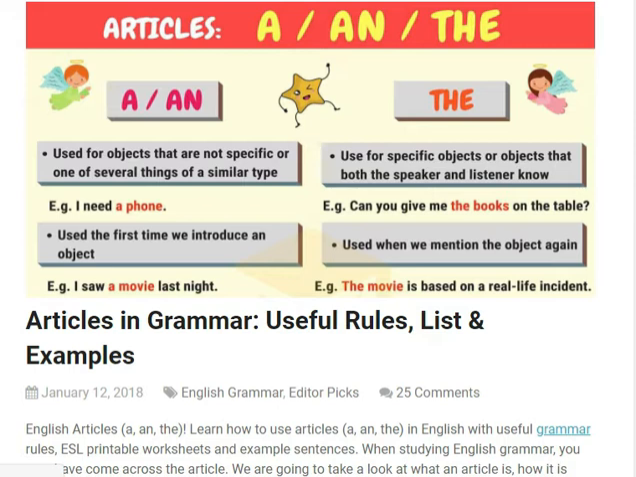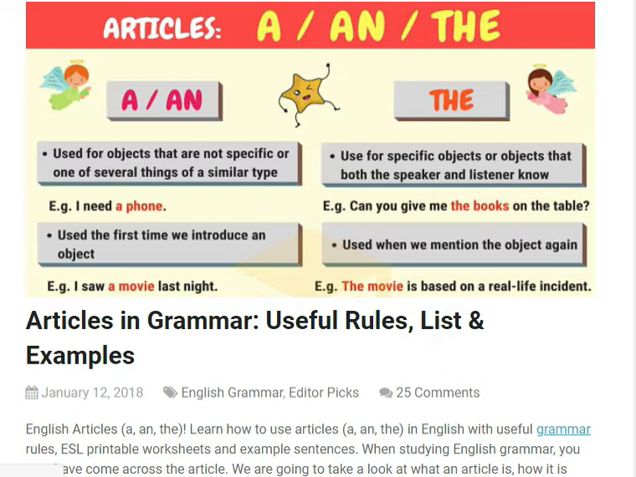So we go back to articles, which are basically a, an and the. So we have two kinds. We have a and an, and we have the. A and an are used for objects that are not specific or one of several things of a similar type. But the we use for specific objects or objects that both the speaker and listener know.